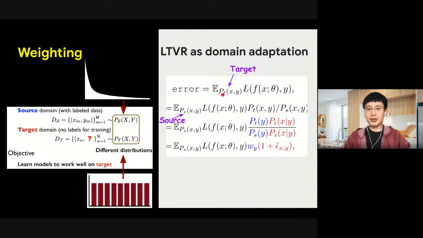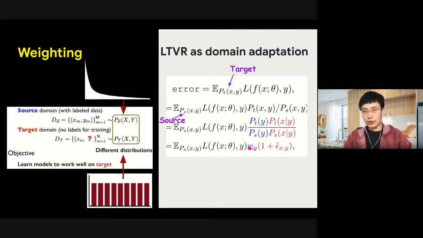We don't see the testing data, so we have to replace that by the distribution of the training set, which is long-tailed. So putting PS here, we have to put PS here as well. Just do a little bit of rewriting of the second term. We get something like a marginal distribution over the classes and the conditional distribution of the images given the classes for both the target distribution and the source distribution.